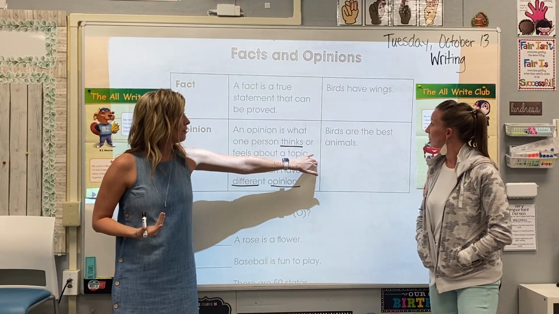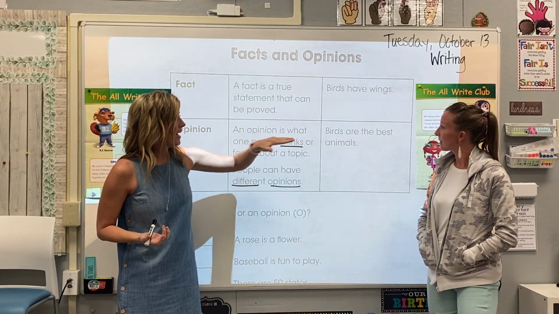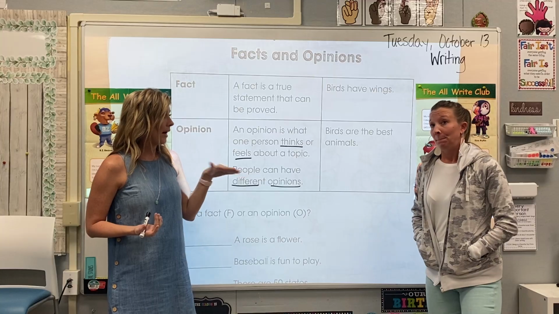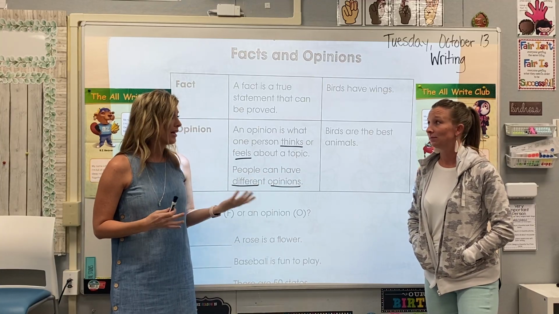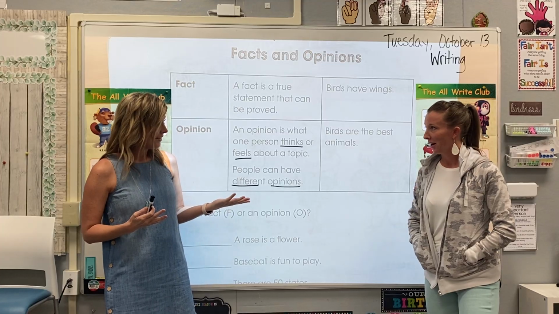Here's an example of an opinion. Birds are the best animals. I might think birds are the best animals, but you might think a different animal is better. Dogs. Dogs, right? Yeah, obviously.